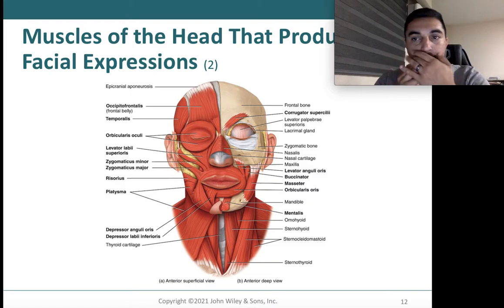Let me get this mustache out of the way so you can see. Oh, that's right. Anyways, it's covering my muscles.